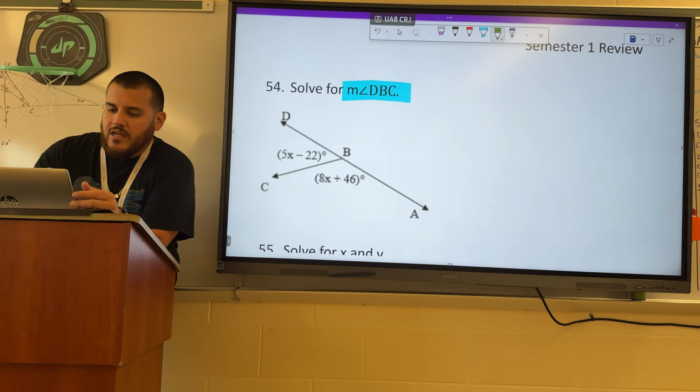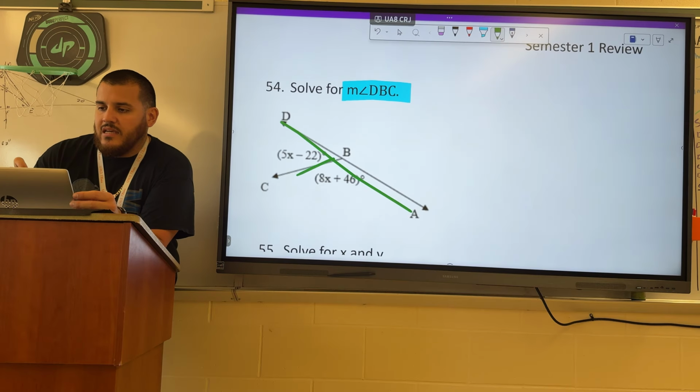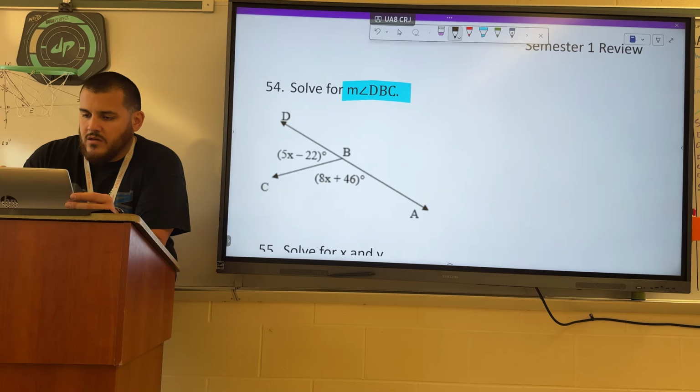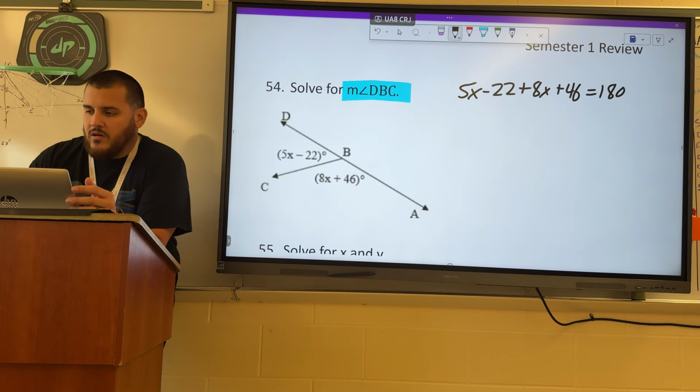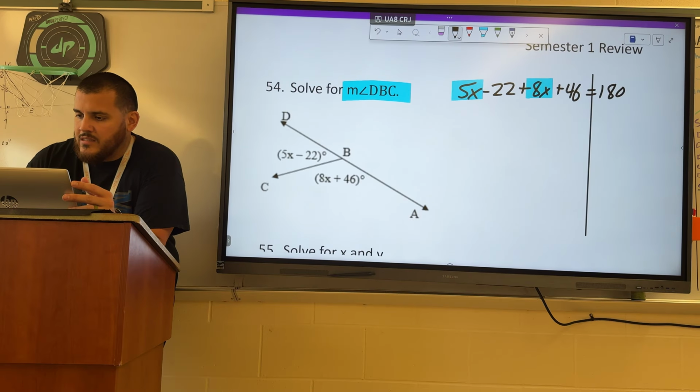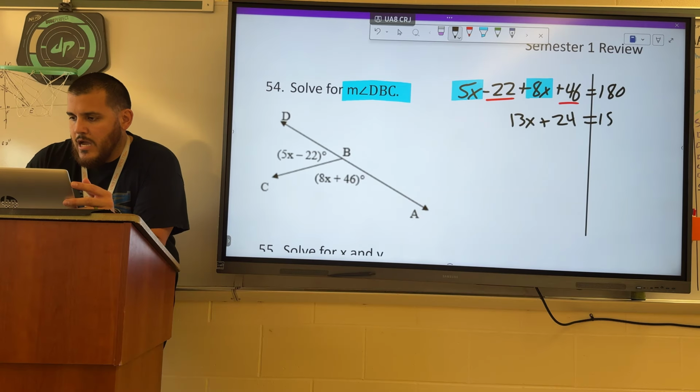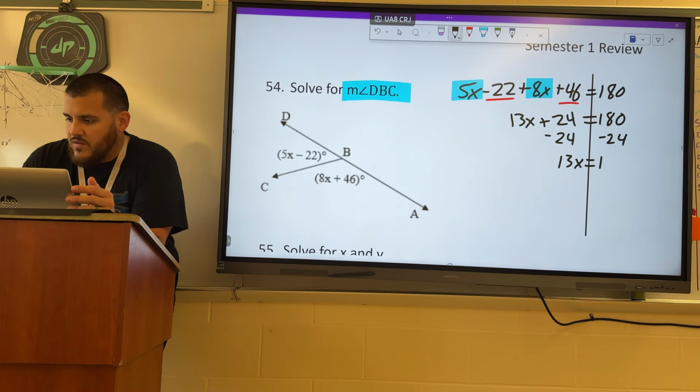It starts with recognizing we have a linear pair. Side by side on a straight line, these angles are supplementary to each other. So 5x minus 22 plus 8x plus 46 must equal 180 degrees. And we can do our algebra here to solve this linear pair. We have like terms, 5x and 8x giving me 13 x's. We have like terms, negative 22 and positive 46 giving me plus 24. I can then get 13x by itself by subtracting both sides by 24. That'll give me 13x equals 156.